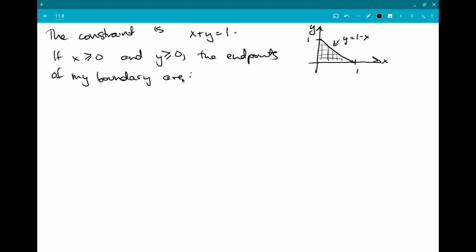So the endpoints of my boundary are going to occur, the whole line segment is fine, except for when I suddenly end it right here. So if x is 0, then I know y is 1. That's this point right here. Let's give that a star. And if y is 0, x is 1. And that's this point right here. I gave it a little flower shape.